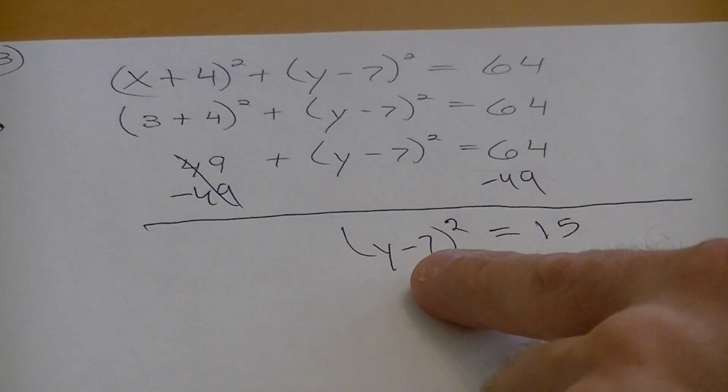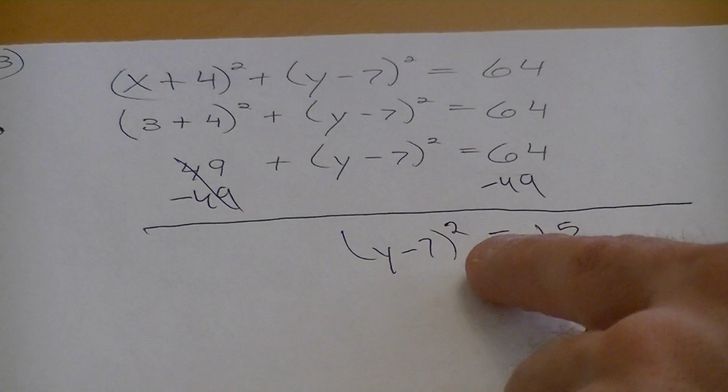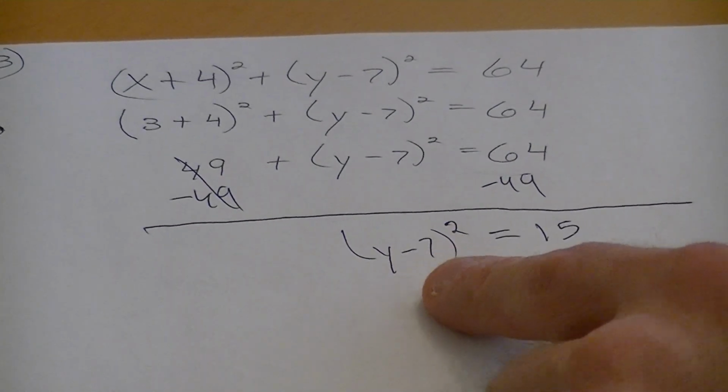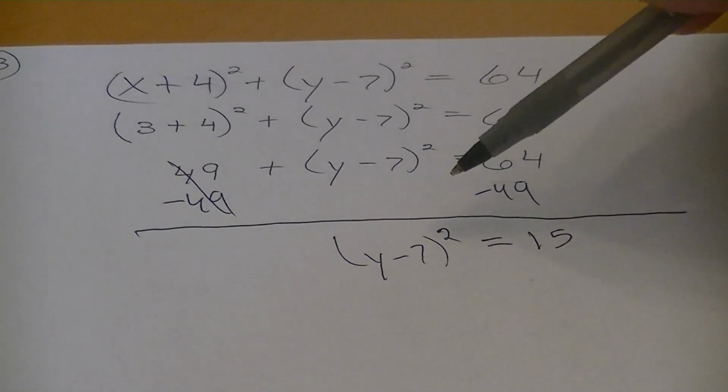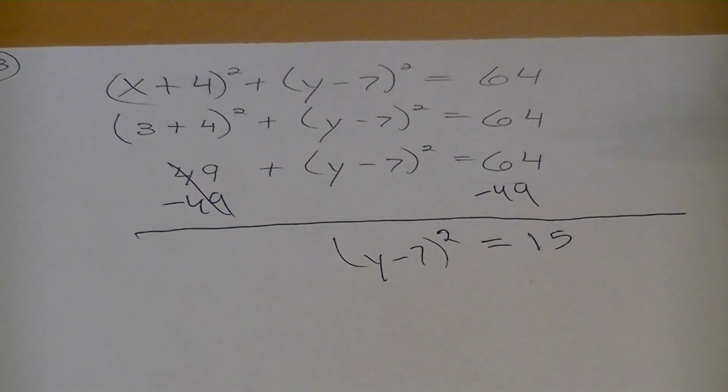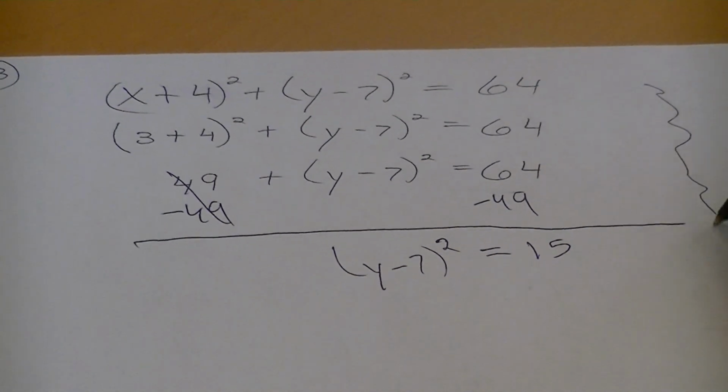This is a special form for my equation. I've got the entire left side of my equal sign is some number in parentheses being squared. Well, I can solve that real easily. I can get rid of that squared. Now, a little side note here.